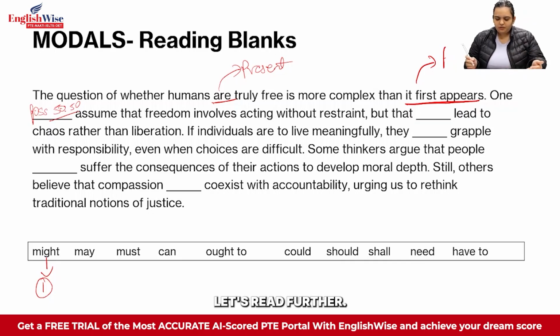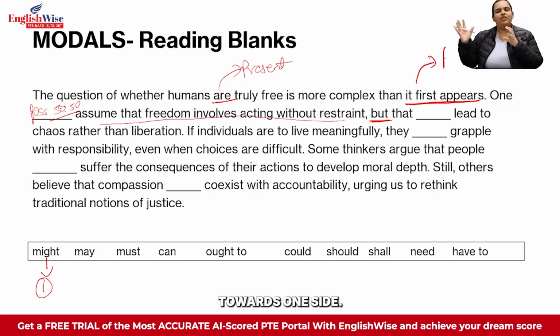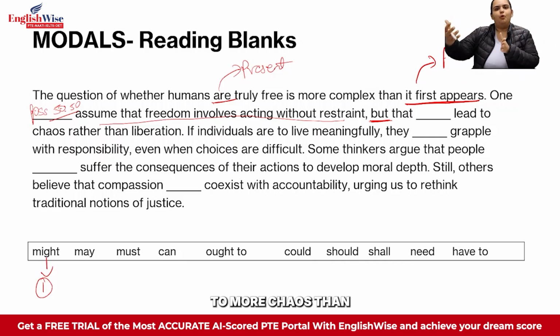Okay, let's read further. "But – lead to chaos rather than liberation." Now over here what we are doing is we are putting "but." That means we are saying that this possibility so far is not 100% correct, and we are leading more towards one side. We are saying that this is a possibility that people think freedom involves acting without restraint, but it is wrong because it can lead to more chaos than liberation.